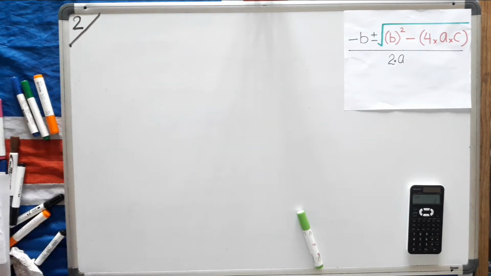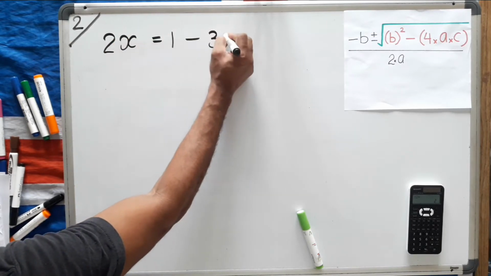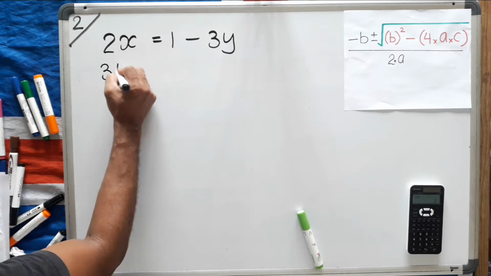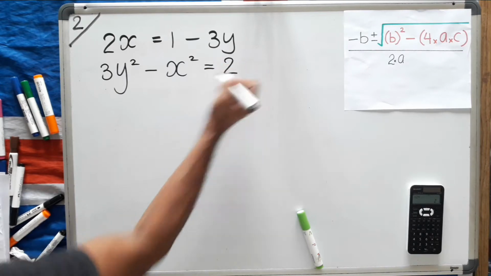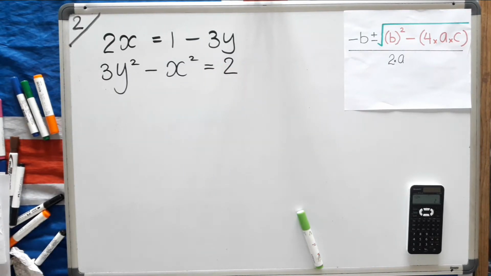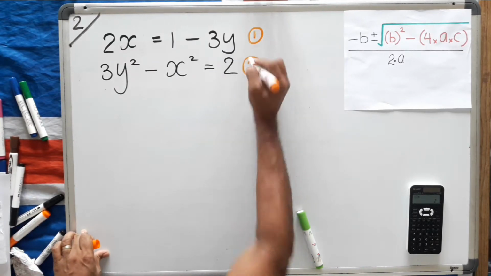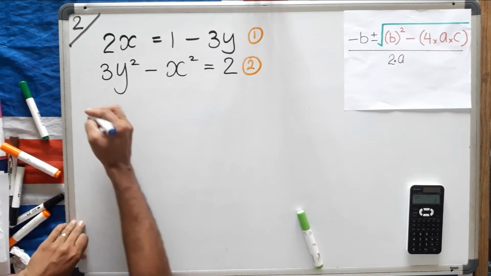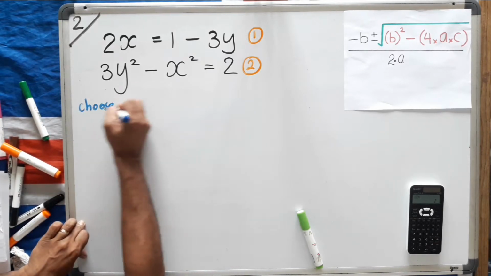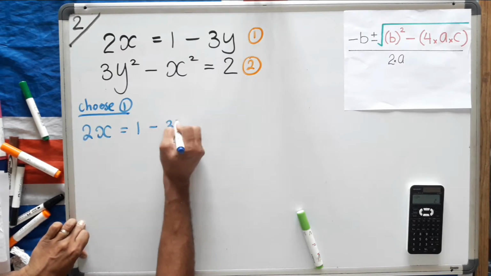All right, let's try 2x is equal to 1 minus 3y. And then we have 3y squared minus x squared is equal to 2. Once again, we have two equations. I'm going to label the first one equation 1 and the second one equation 2. All right, which one of these equations looks simpler? Equation 1. So guess what? We're going to choose equation 1. 2x is equal to 1 minus 3y.